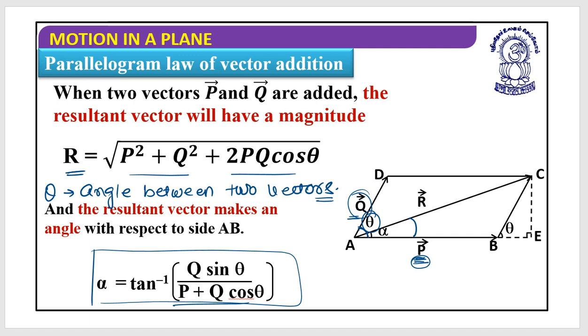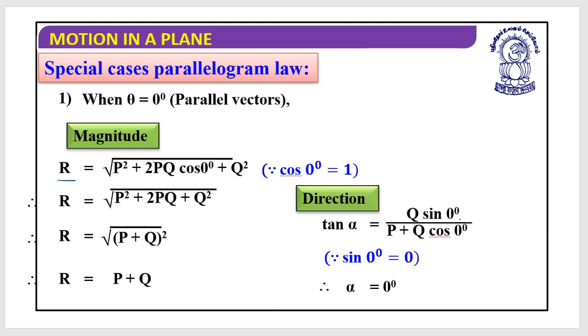So let's look at some special cases with these results. Look at the first case. When theta is equal to 0, it is the case of parallel vectors. Now what are parallel vectors? Suppose this is vector p, and this is vector q. As you can see, these two vectors are parallel to each other, or rather the angle between these two vectors is 0 degrees.